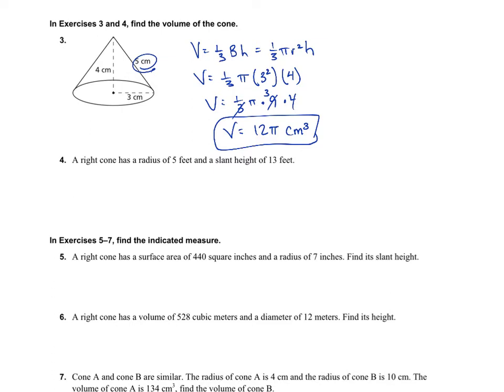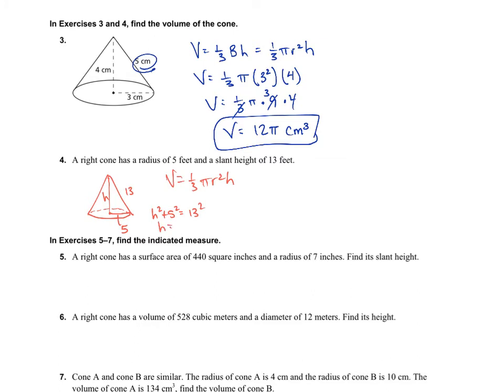All right, moving on to number 4. A right cone has a radius, so it's a right cone, and they're telling us this radius is 5, and this slant height is 13, and we need to find the volume. Remember, volume is 1/3 pi r squared h. I don't know the h, but I do know that this piece is 5, and that's actually a Pythagorean triple, but I'll show you. So h squared plus 5 squared equals 13 squared.